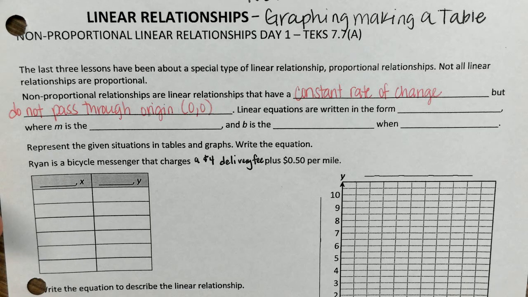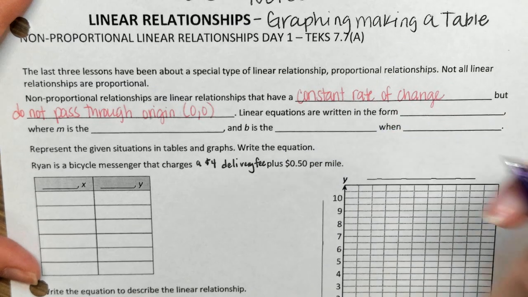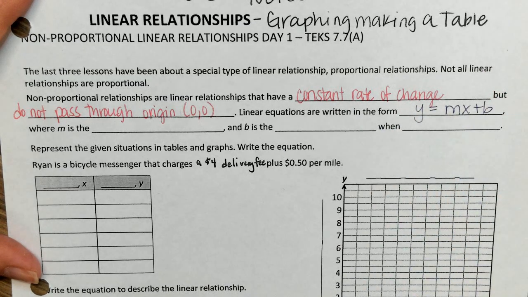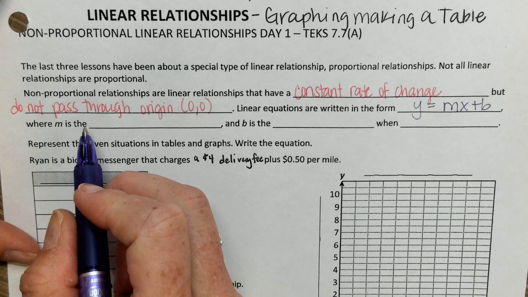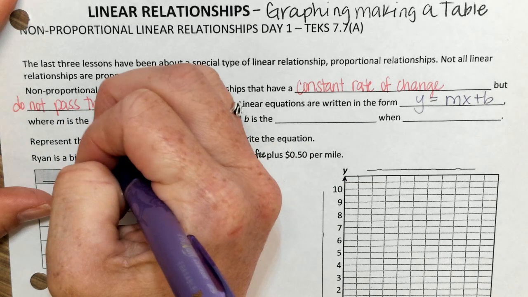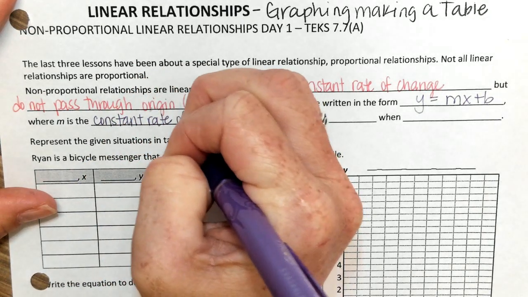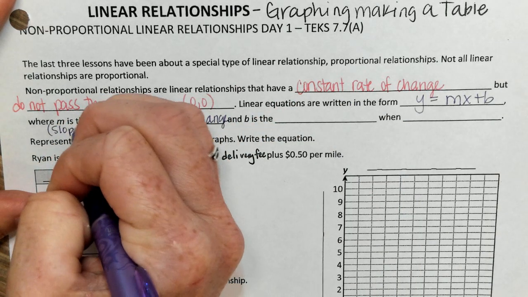Linear equations are written in what form? We learned this yesterday. Y equals what? Mx plus b. Linear equations are written in the form y equals mx plus b. Where m is the, who can tell me what is the m? Slope. Slope, also known as? Rate. So we're going to say m is the constant rate. Did y'all hear the word rate? Of change. And then right under m, I want you to put in parentheses, slope.